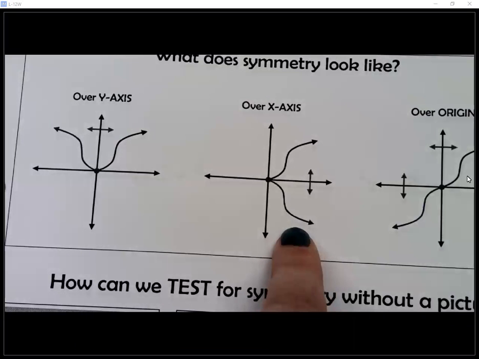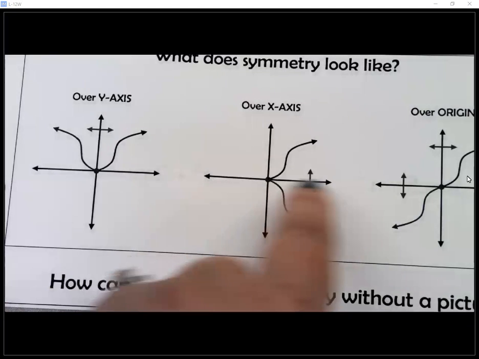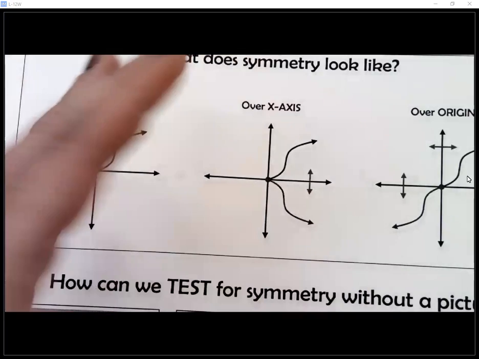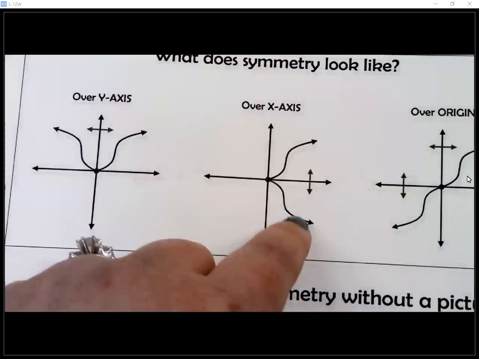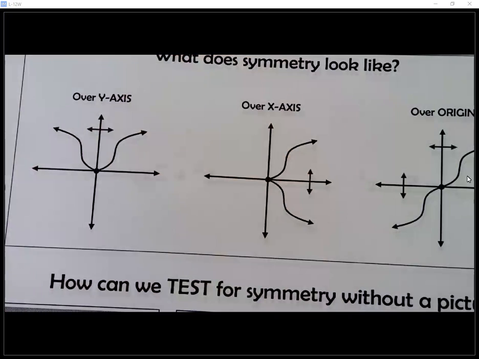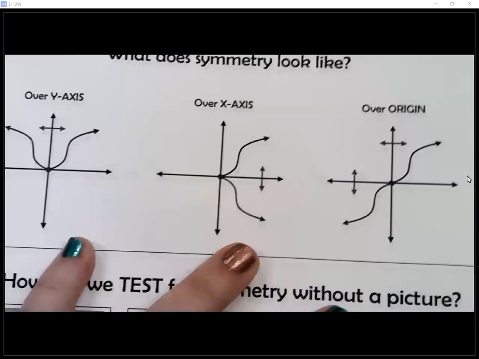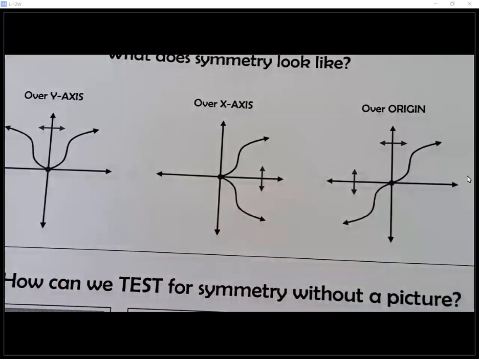If I were to fold along the x-axis, literally take my paper and fold it, these two pieces would match up exactly. And then you can also have symmetry over the origin or any other point. It doesn't have to be the origin. So if it's over a point or the origin, look what you're basically doing. You're folding twice. And it doesn't matter which way you fold first.